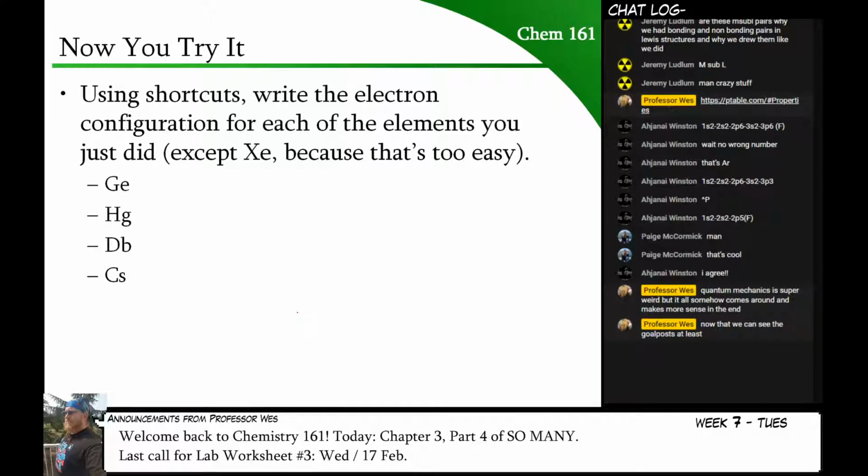So for germanium, you go backwards to argon, and you'd start by writing this. And then you just keep going. So after argon would be 4s2, 3d10, 4p, however many I need, 2. There you go. Easy. Way less time, right? Do that for mercury and dubnium and cesium. Okay? I'll check on you in about 3 or 4 minutes.